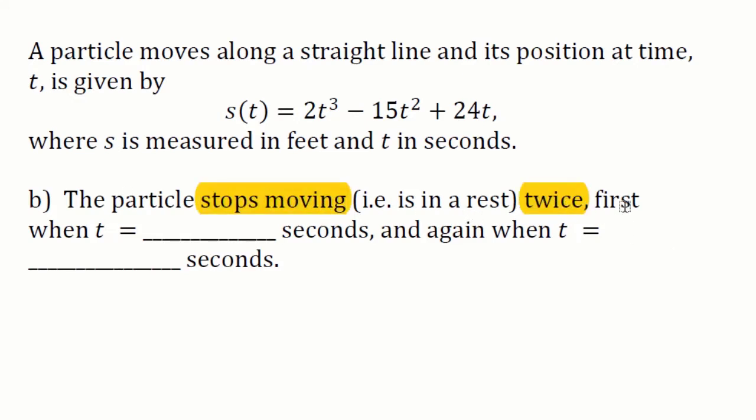First when t equals, and we need to find out what that value is. And it's doing that again. It stops moving again when t equals some blank seconds. So we need to find out at what are those two time instances where our particle stopped moving.